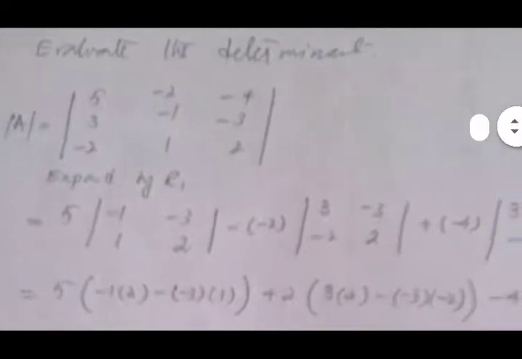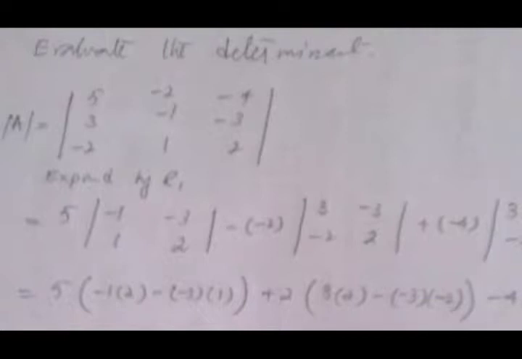First number with plus sign, second number with minus sign, and we write its values by crossing out row 1 and column 2. Except row 1 and column 2, we write the 4 values in the determinant.